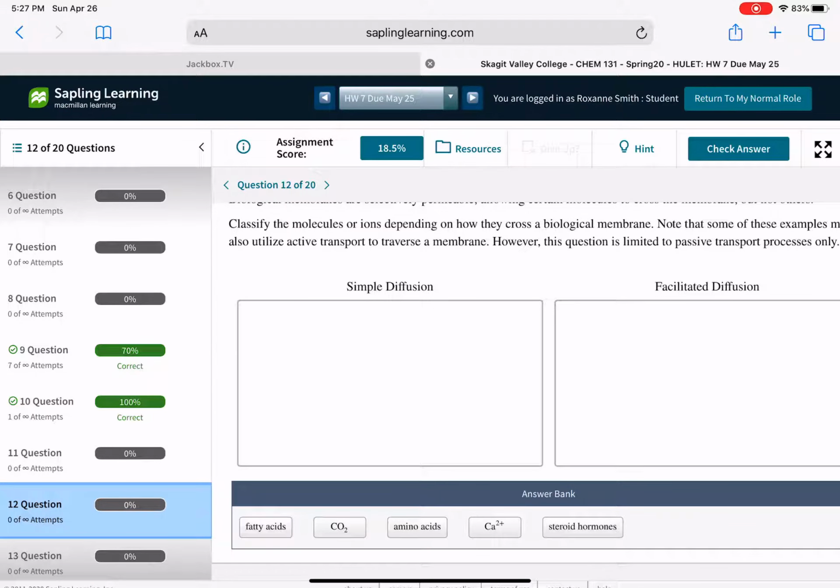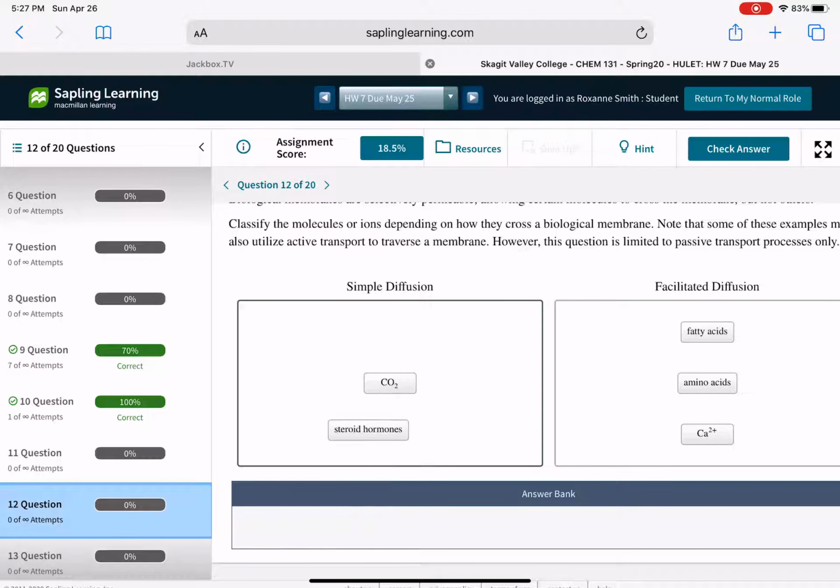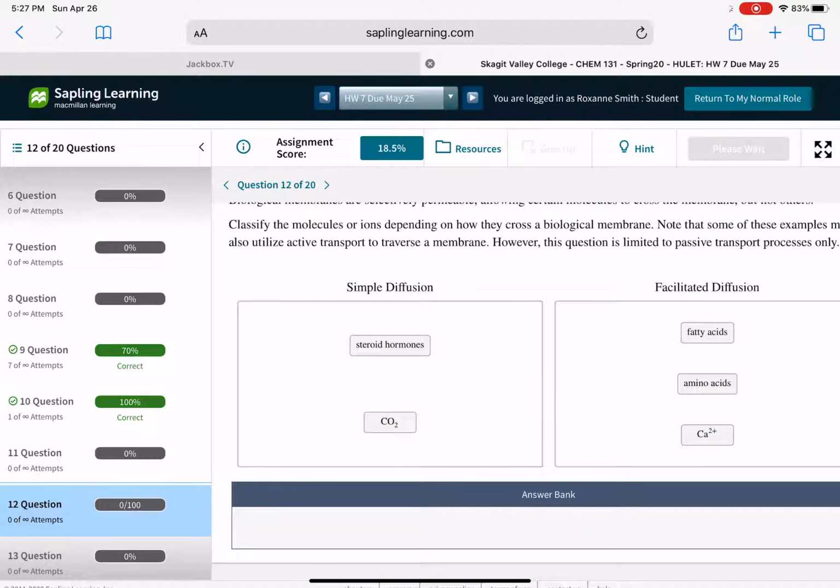Simple versus facilitated diffusion. So simple diffusion versus facilitated transport in our notes. You have carbon dioxide as an example. You have ions listed as being part of facilitated diffusion. You have big molecules like fatty acids and amino acids, which we haven't talked about yet, but they're big molecules. And then we've already done the steroids.